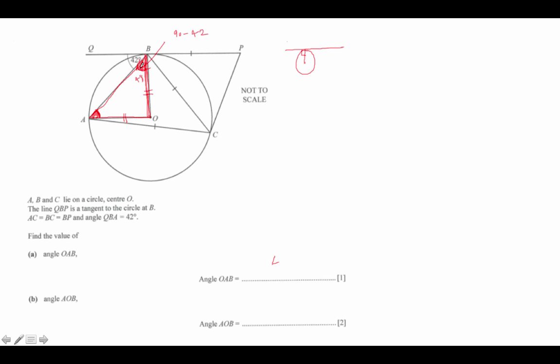And if this angle is 48, we said that this angle here is going to be the same because they're base angles of an isosceles triangle, due to OA and OB both being radius of the circle. So OAB is 48 degrees.